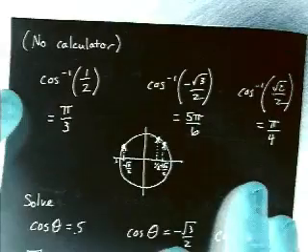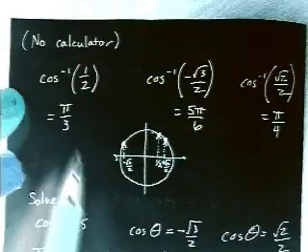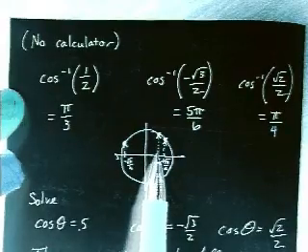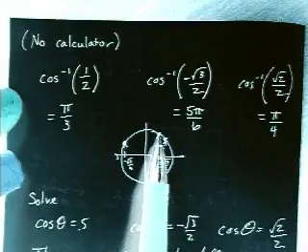Well, continuing on here. No calculator for these things. Cosine inverse 1/2. 1/2 sits here. The x value, if I go straight up, I hit pi over 3.